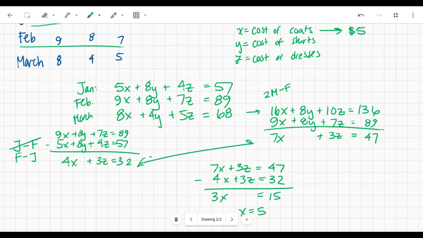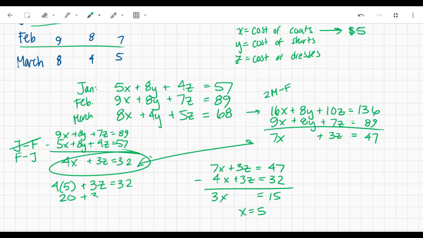Okay, plug it back into whatever I want. 4x, so 4 times 5 plus 3 times z is 32. So 20 plus 3z is 32. So 3z is 12, which makes z 4. Okay, so the cost of a dress is $4.